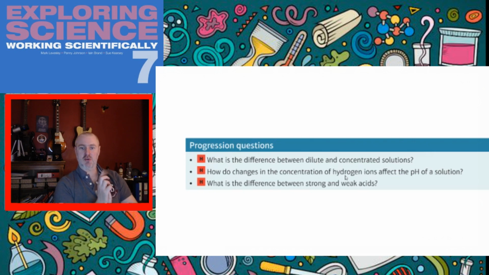And what is the difference between strong and weak acids? It's the tendency to disassociate. Acids that disassociate more easily produce more hydrogen ions, therefore they are stronger. Simple as.